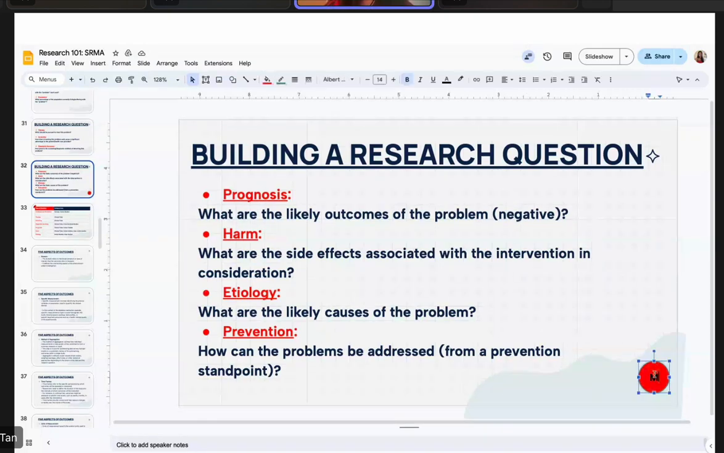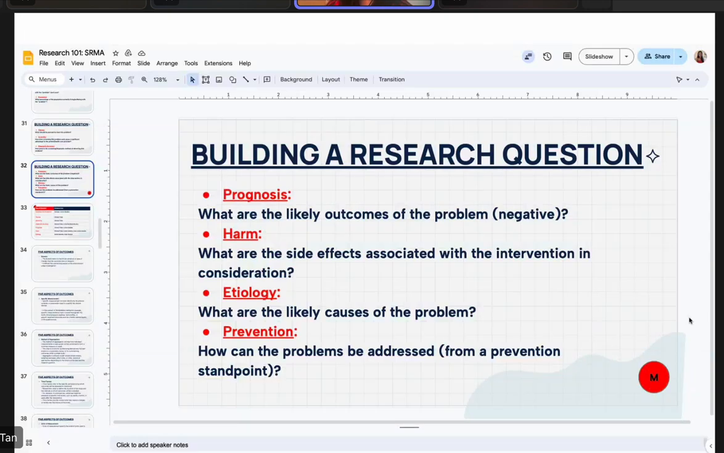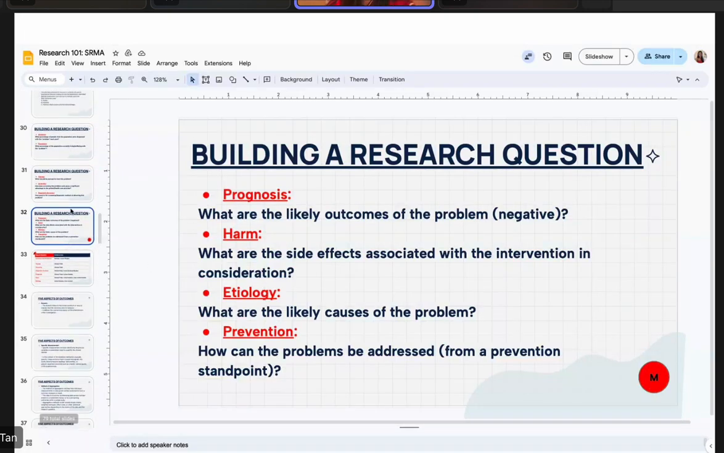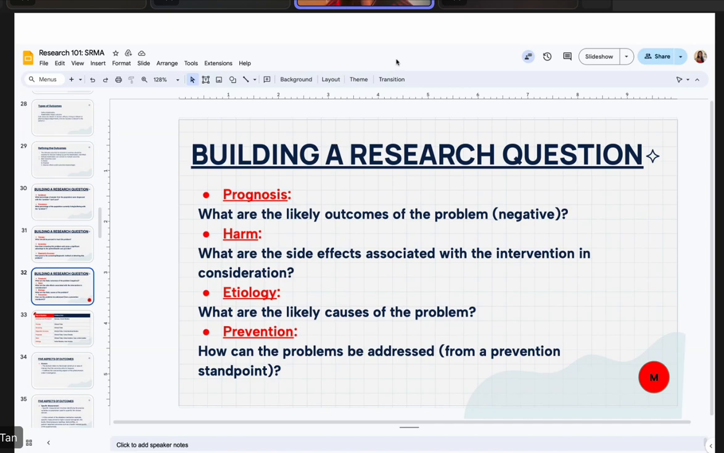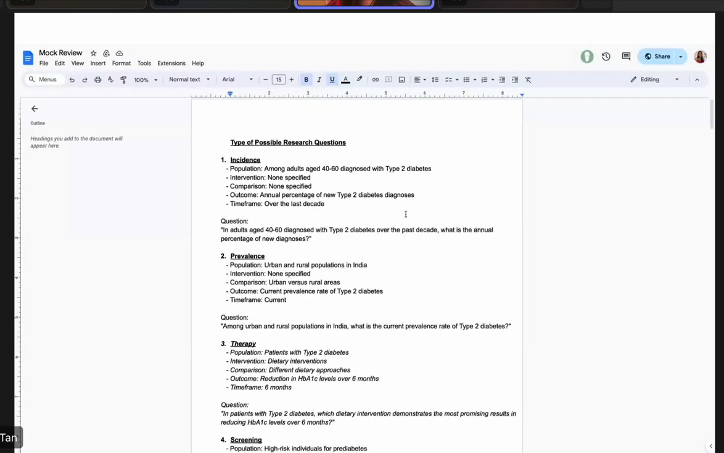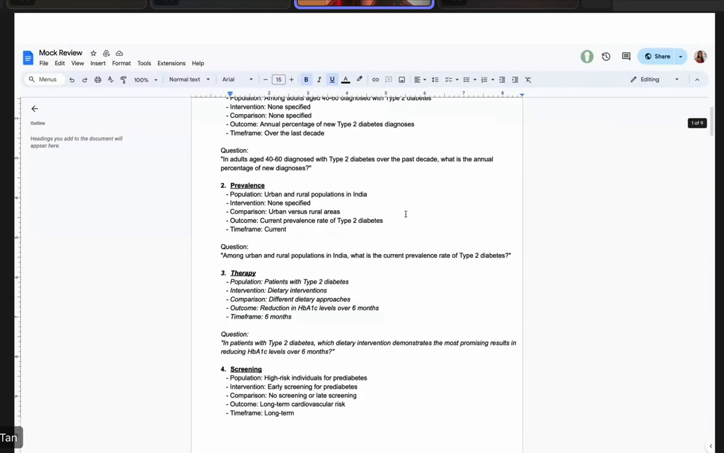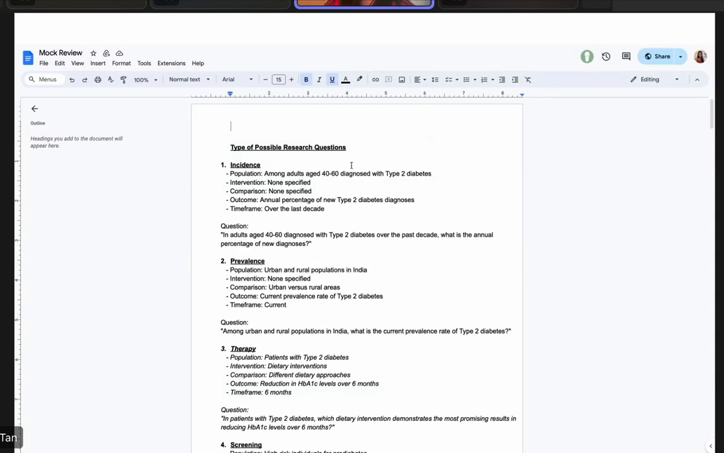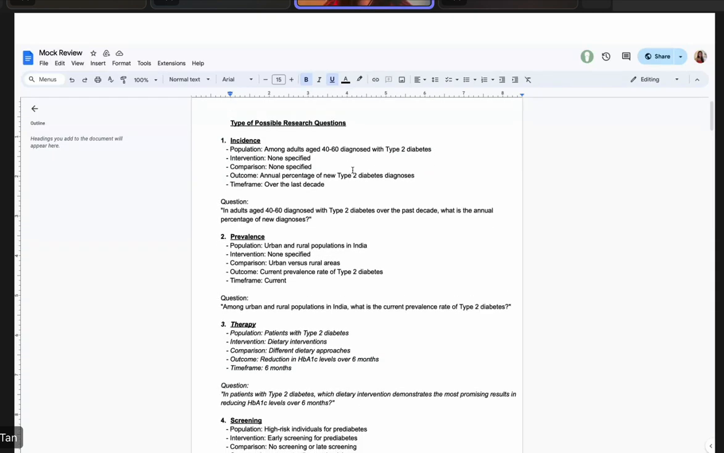Okay, so now we've learned how to build a research question. There are the different types of questions, and if you look at your mock review document, so I'll just pen over here, you'll see this document which very nicely gives you examples, so you can run through one by one. Right, so these are the types of possible research questions. So for incidence, for example, we're going to use diabetes as an example for all of these because I think it's a disease that we all know about and it's quite easy to follow.